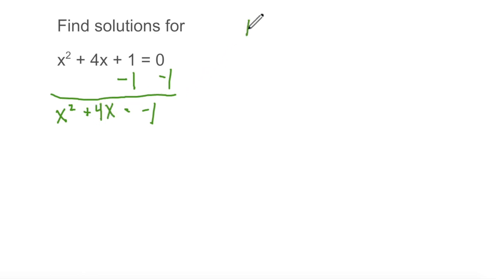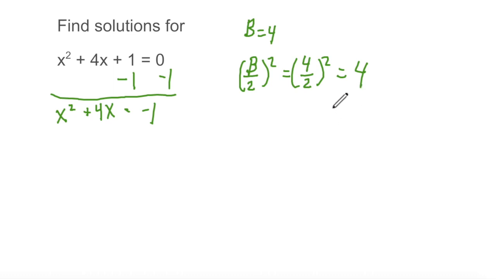Now we're going to take b, which is 4, right? b is equal to 4. We're going to find b over 2 quantity squared, and we're going to add that to both sides. So that is equal to 4 over 2 quantity squared, which is 2 squared, which is 4, right? So we'll add 4 to both sides. Let's write a plus 4 on this side, and a plus 4 on this side of the equal sign.